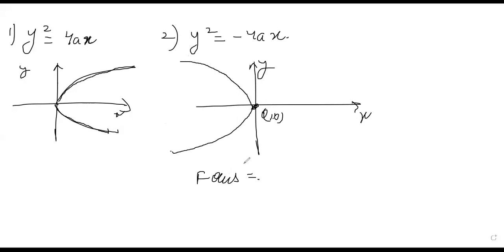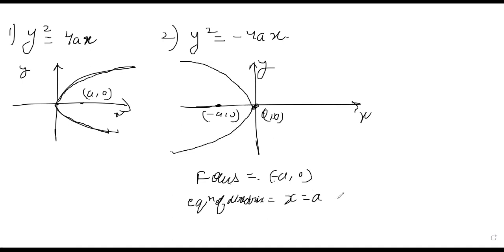It would be A. No, in this case the focus was A. Now in this case the focus lies here, minus A comma 0. Okay, and the directrix. What is the equation of the directrix in this case? In this case it would be A. Yes, x equals A.